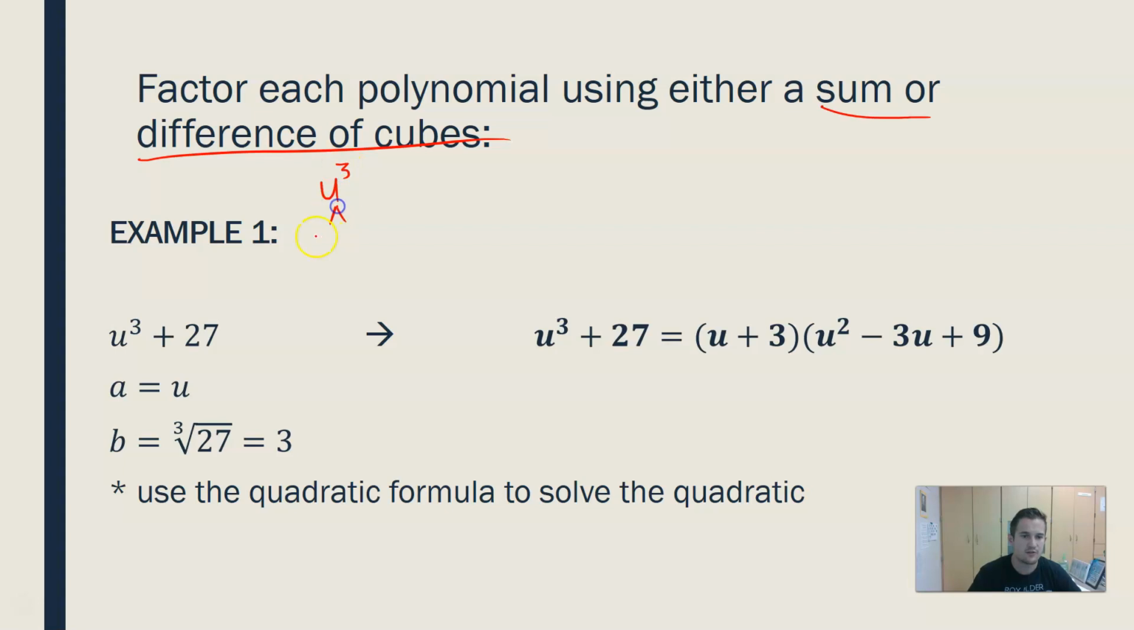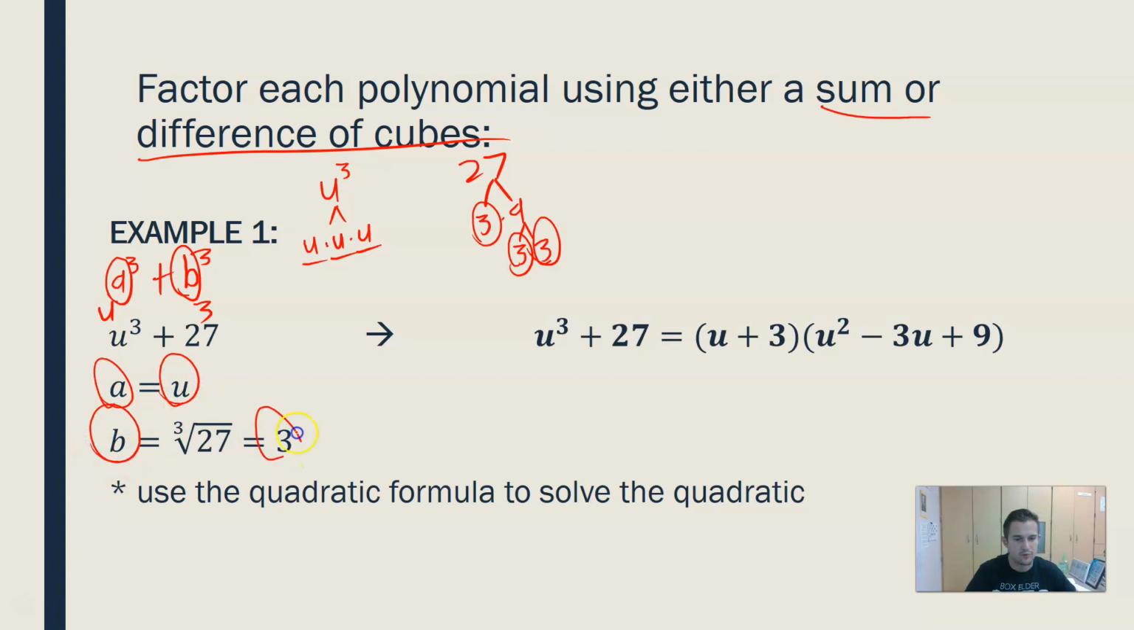So u cubed I could factor out to be u times u times u. Three terms that are exactly the same. If I were to factor out 27, I'd get 3 times 9, and then 3 times 3. So 27 is equivalent to 3 times 3 times 3. One number multiplied by itself 3 times. So those are both perfect cubes, u cubed plus 27. In my sum of cubes formula, I had a cubed plus b cubed. So a would be equal to u, and b would be equal to 3.